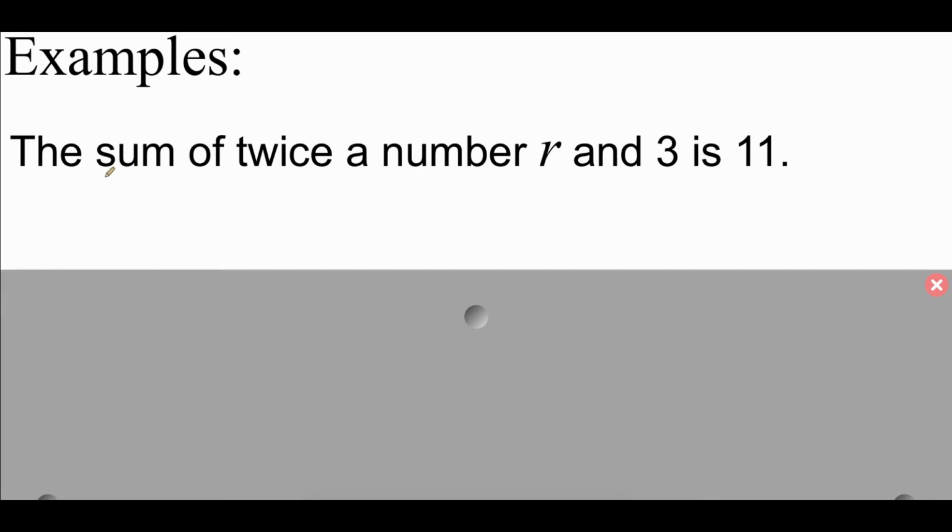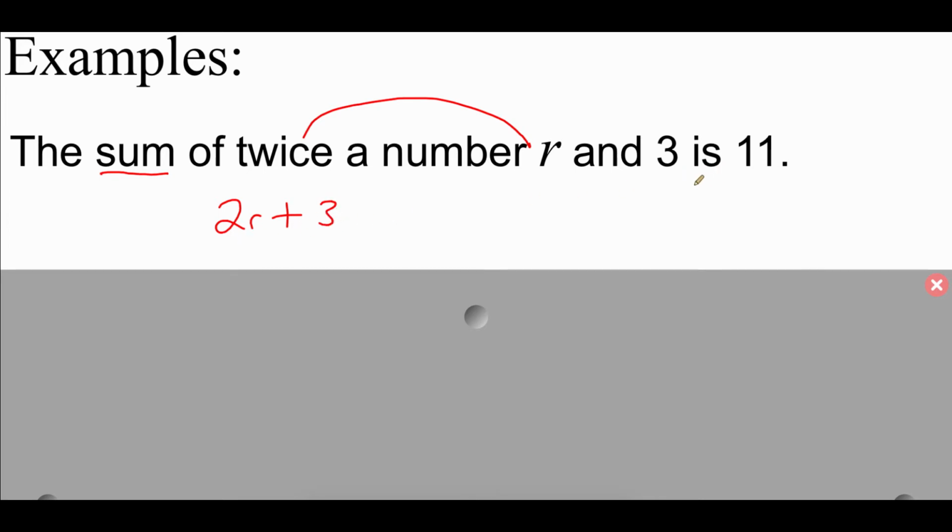The first thing I see is the word sum, and the word sum means that we've got addition happening. What are we supposed to add together? The first thing I see is twice a number r, and twice means we're going to be multiplying by 2. So twice a number r means that we're going to have 2 times that r value. And we're supposed to add 3 to that, so we've got 2r plus 3.